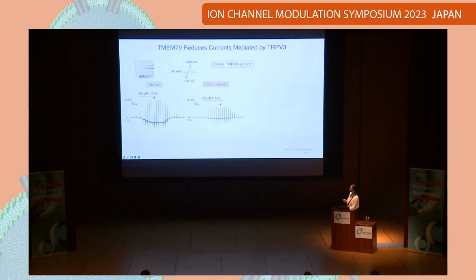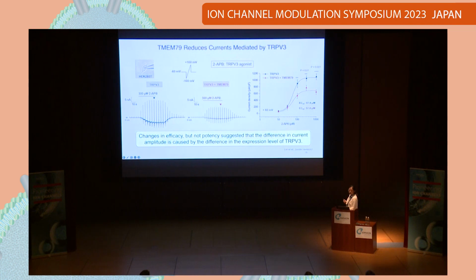We overexpressed TRPV3 alone, and both TRPV3 and TMEM79, and performed patch clamp in HEK293 cells. We found TMEM79 reduced the 2-APB induced TRPV3 current, as shown here. And this negative regulation is in a dose-dependent manner with the identical EC50. Therefore, these changes in efficacy but not potency suggest that the difference in current amplitude is caused by the difference in the expression level of TRPV3.